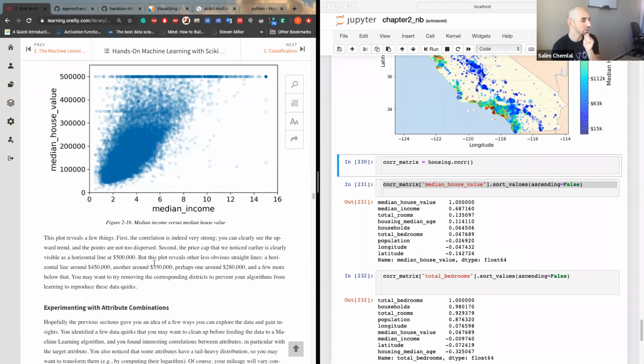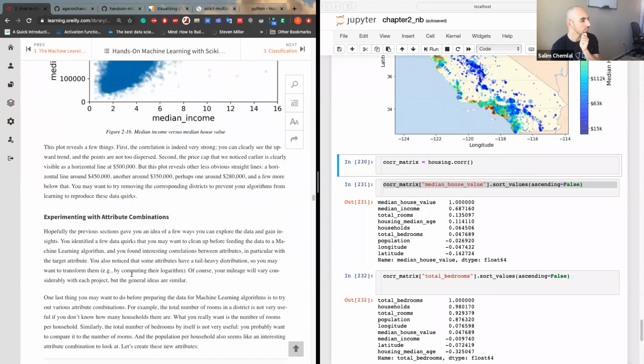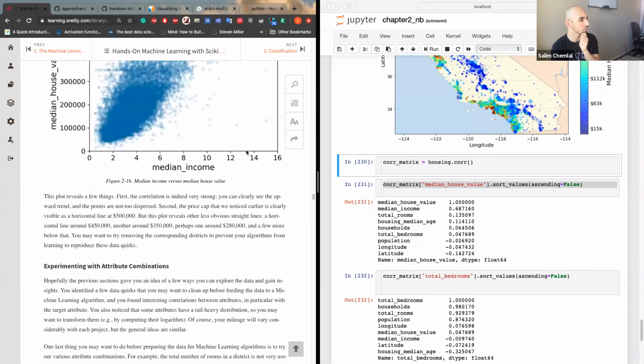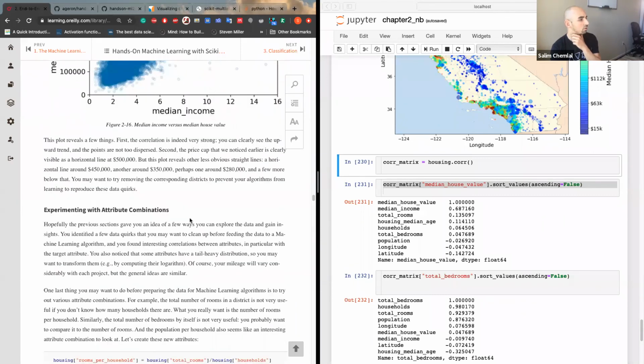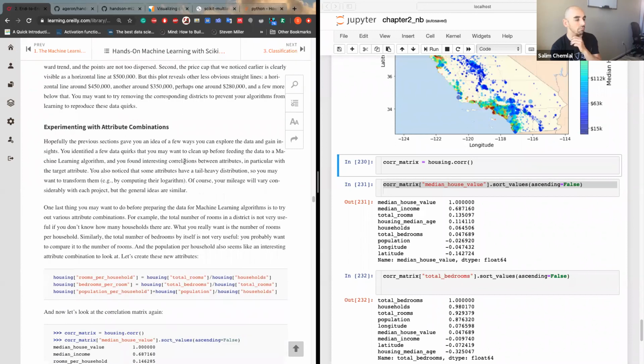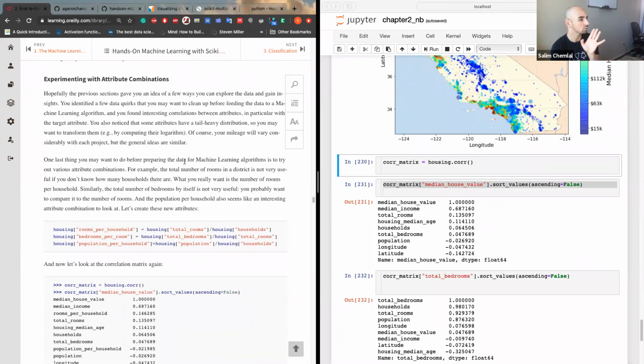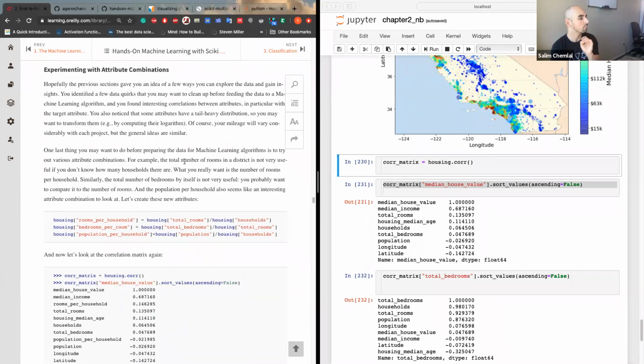Okay, but anyways, this plot reveals other less obvious straight lines. Exactly, that's what we talked about. Okay, so lastly, I'm just rushing through this, but please read this at your ease. If you have any questions, we'll go over them next time.